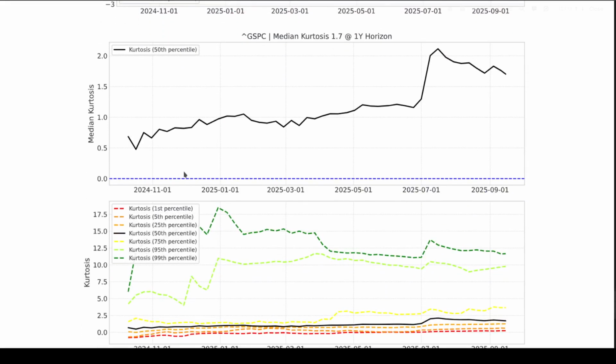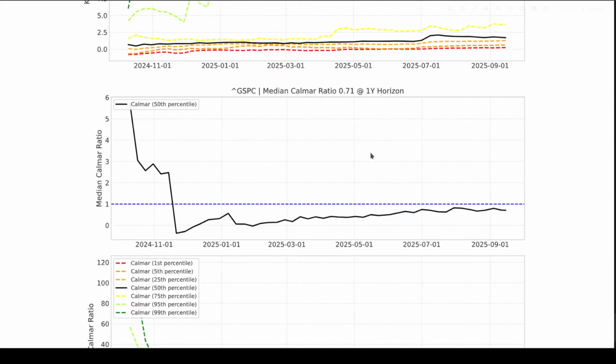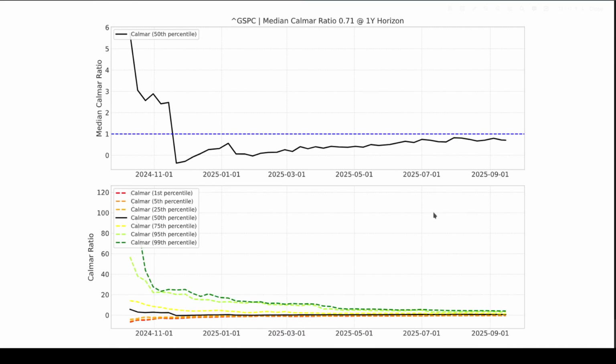But the skew itself has a distribution. Kurtosis, same thing, but kurtosis is above zero. As your horizon is increasing, your tails are getting fatter more or less, and you can have some crazy kurtosis numbers as well. The Calmar ratio is basically below 1 for the life of the trade, for the life of your entire horizon.